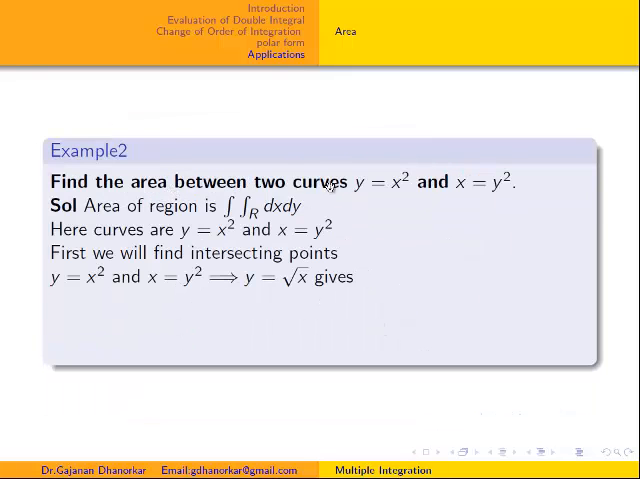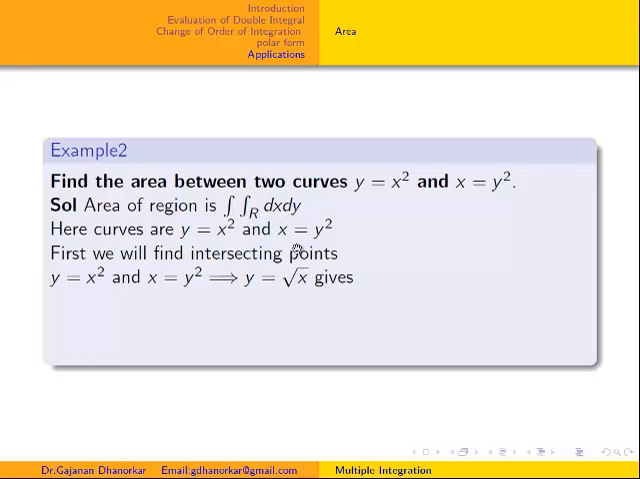Find the area between two curves y is equal to x square and x is equal to y square. Both are parabolas. One is symmetric about the y axis, another is symmetric about the x axis. We have to find the area of the region bounded by these two curves. Now this is in Cartesian form, therefore the formula for area is the double integral of dx dy.